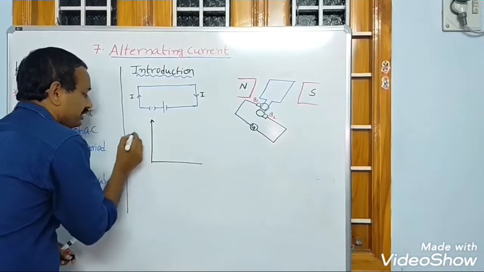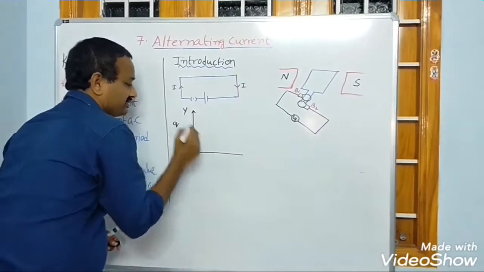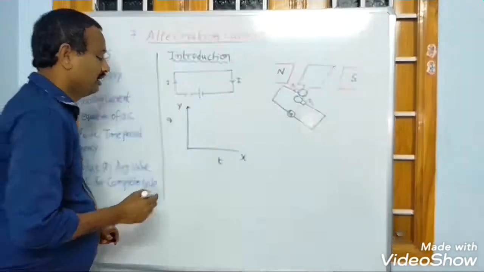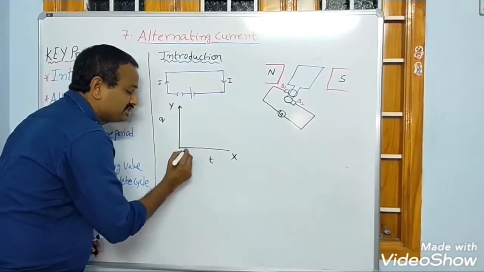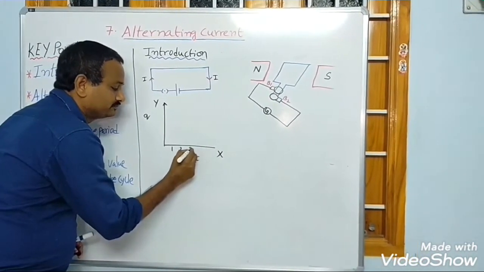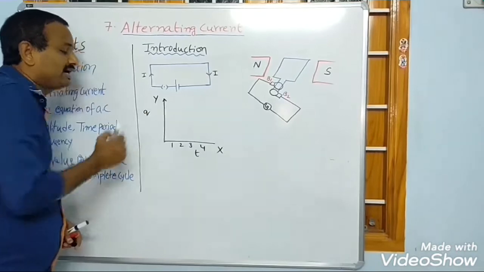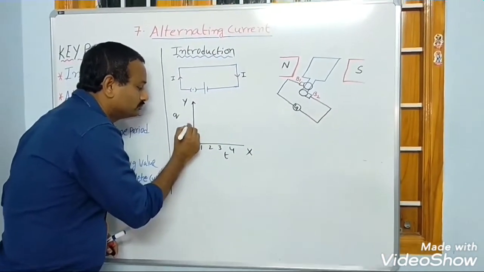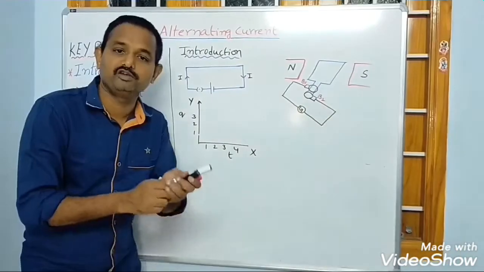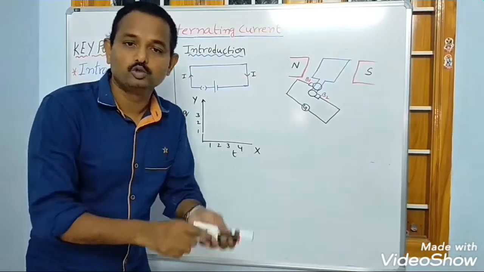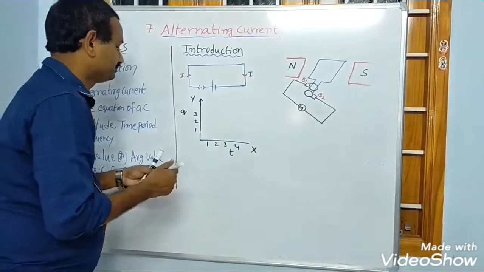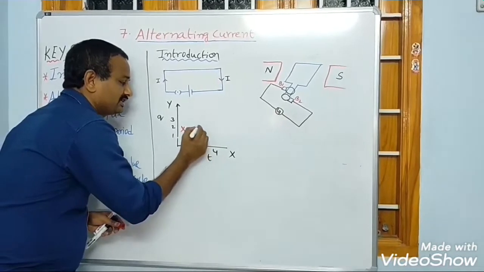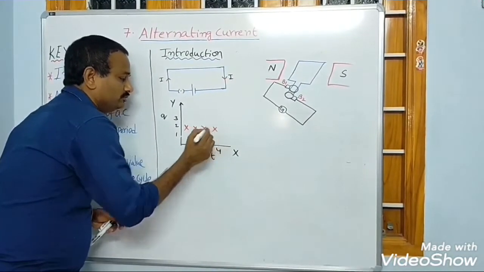See, here I am taking charge along the y-axis, time along the x-axis. Along the x-axis, I consider 1 unit equal to 1 second, and along the y-axis, 1 unit equal to 1 coulomb. Every 1 second, 2 coulomb charge is flowing. First second 2 coulomb, next second 2 coulomb, third second 2 coulomb, fourth second 2 coulomb.